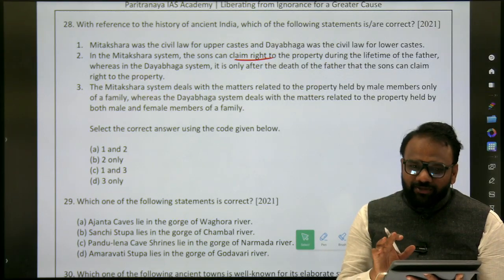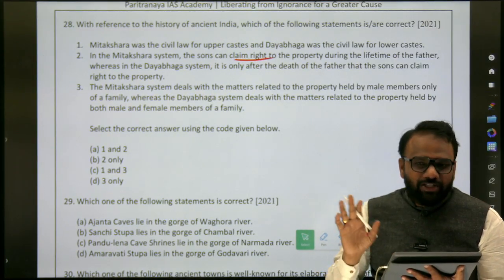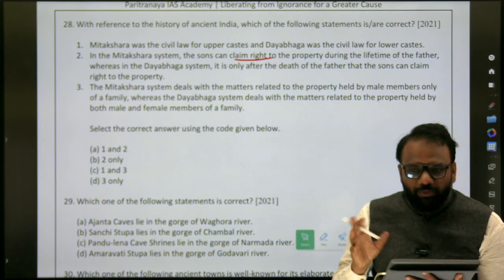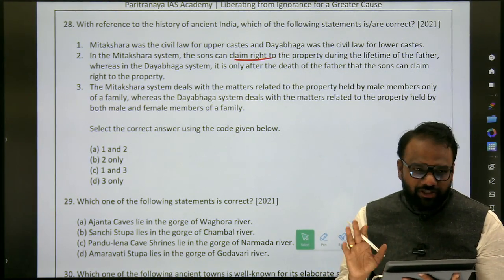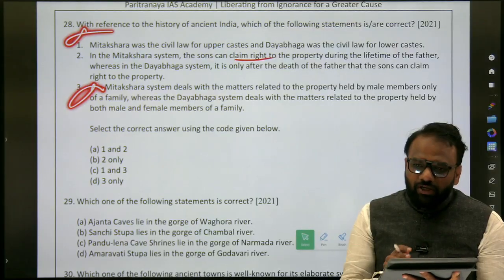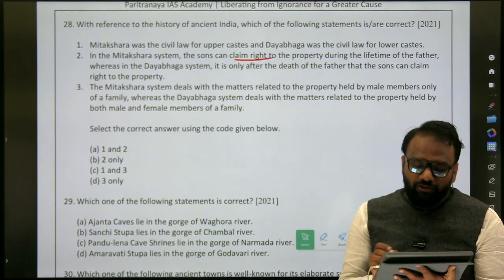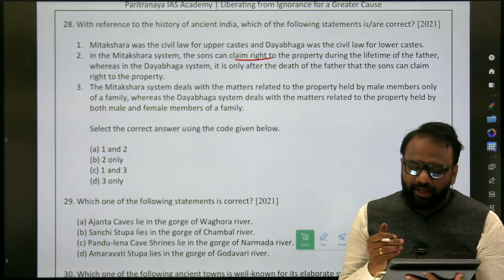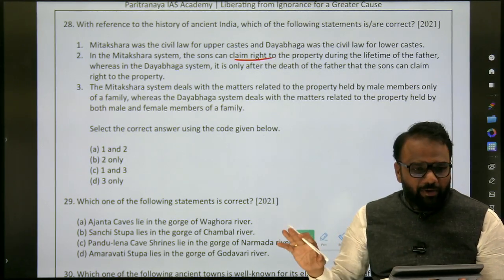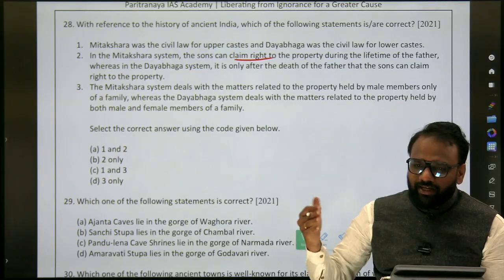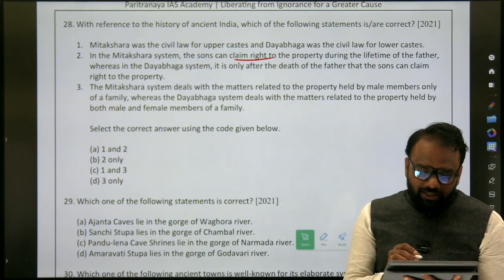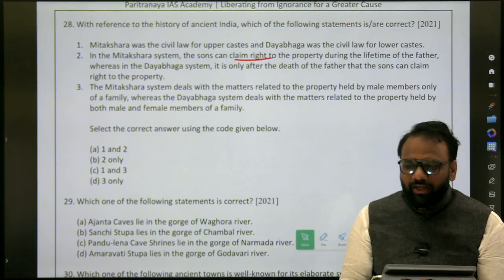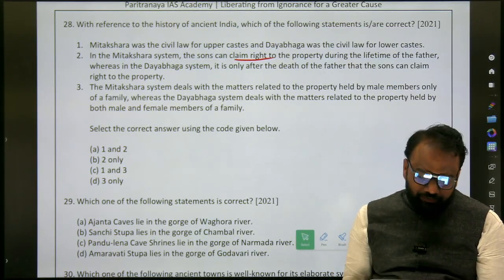So these are two different systems followed in two different parts of India. They did not discriminate between male and female. Both male and female were part of both systems, the Dayabhaga system as well as the Mitakshara system. So from this, the third one is also wrong. So obviously 2 is the answer. From this 2, we understood that in case of the Mitakshara system, sons can claim a right while the father is alive. At that time itself he can approach and say that you please give me my share. Whereas in case of the Dayabhaga system, only after the father's death can he go and claim.